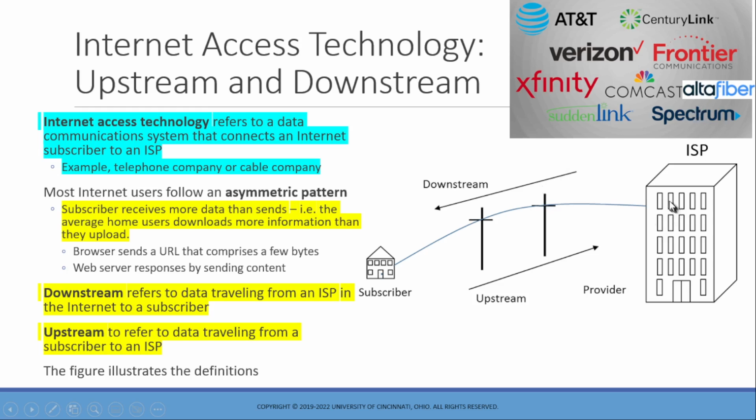In general, people tend to download more information than they upload. So we want to stream a Netflix show or download a web page. We download a lot. We do need to upload, so maybe we send an email out, or maybe we're uploading a URL or a web address to the ISP in order to download the web page. So we do need some upstream, although most people download more than they upload.